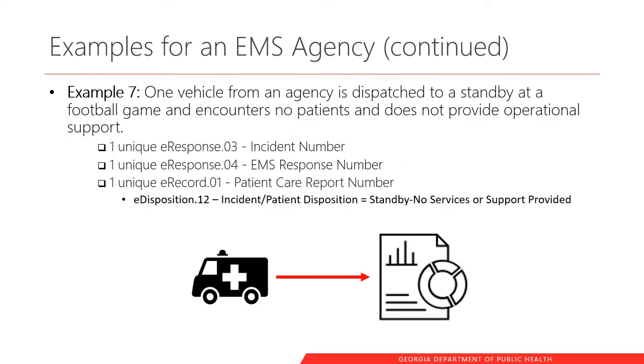Okay. Example 7. 1 vehicle from an agency is dispatched to a standby at a football game and encounters no patients and does not provide operational support. Okay. So no patients, no support. We're just sitting there watching the game with you kind of thing, waiting for somebody to possibly have something happen. So 1 incident number, 1 response number, 1 patient care report number. But in this one, the incident patient disposition is standby, no services or support provided.